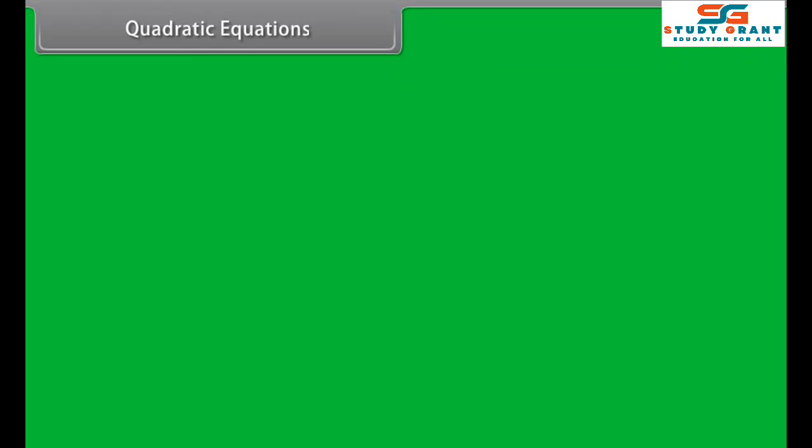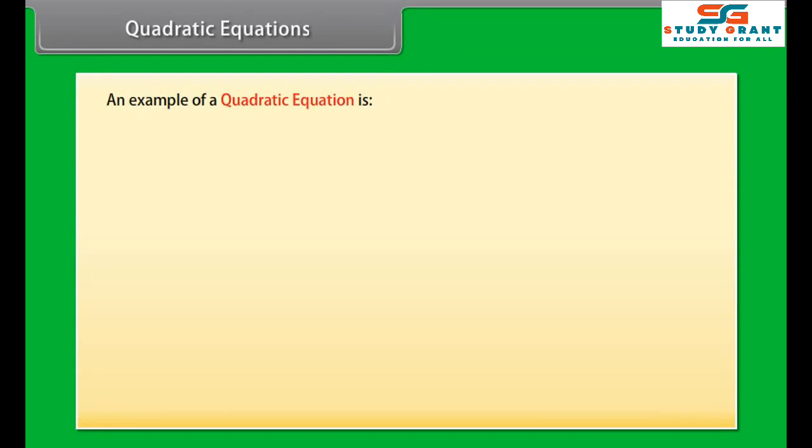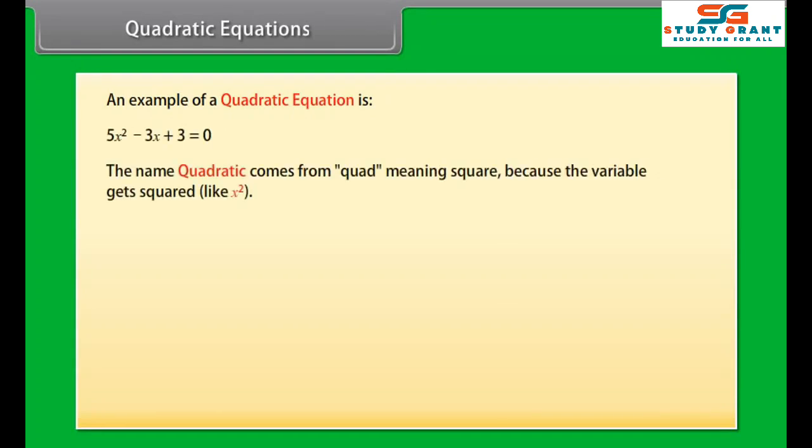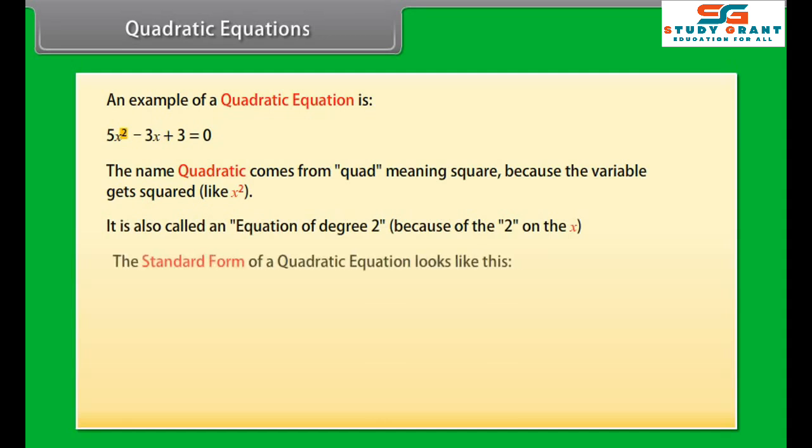Quadratic equations. An example of a quadratic equation is, the name quadratic comes from quad, meaning square, because the variable gets squared, like x square. It is also called an equation of degree 2, because of the 2 on the x. The standard form of a quadratic equation looks like this. ax square plus bx plus c is equal to 0.